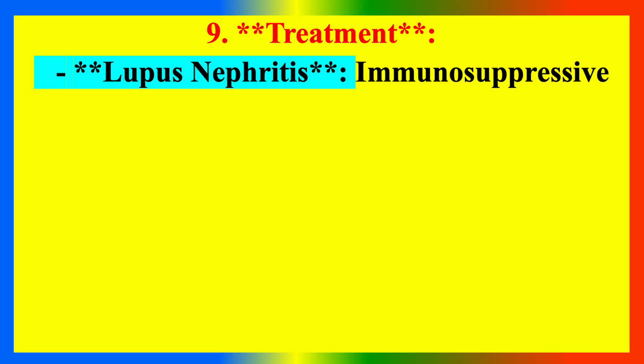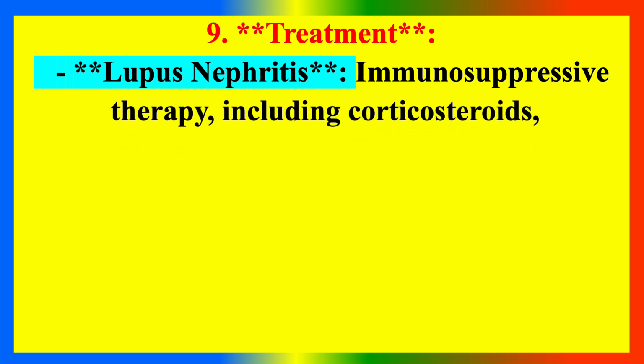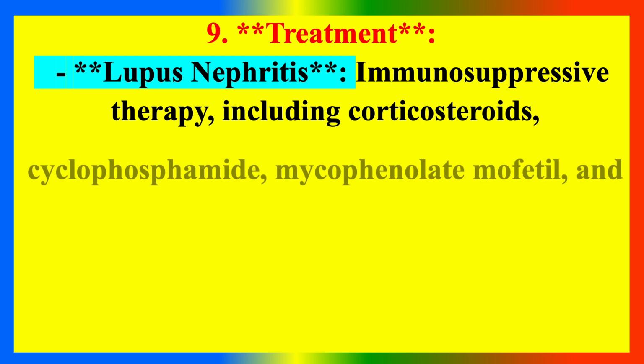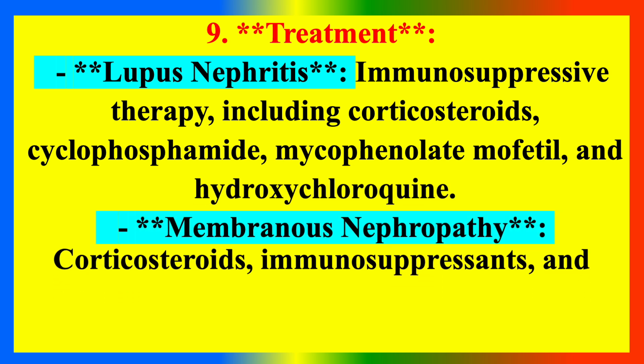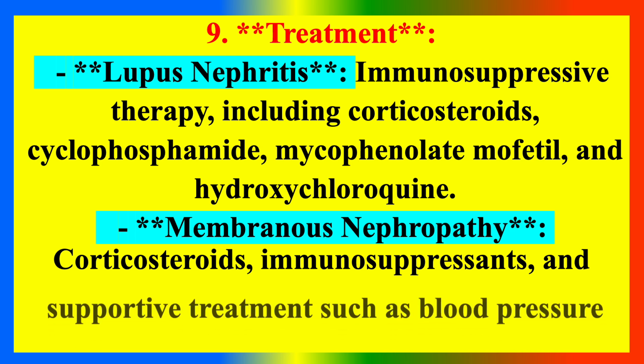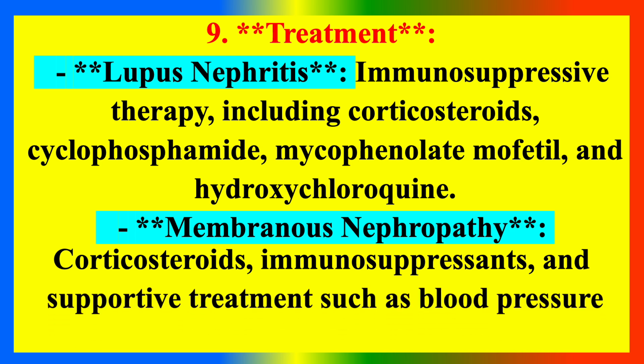Nine, treatment. Lupus nephritis: immunosuppressive therapy including corticosteroids, cyclophosphamide, mycophenolate mofetil and hydroxychloroquine. Membranous nephropathy: mainly corticosteroids, immunosuppressants and supportive treatments such as blood pressure control and diuretics.